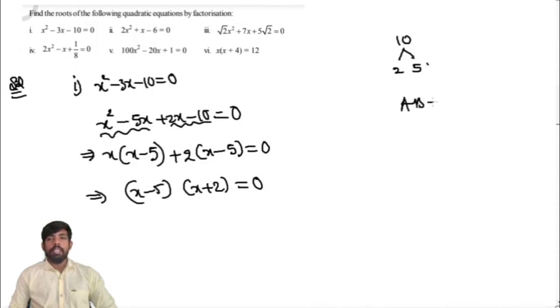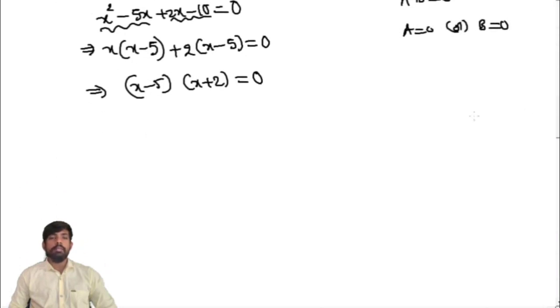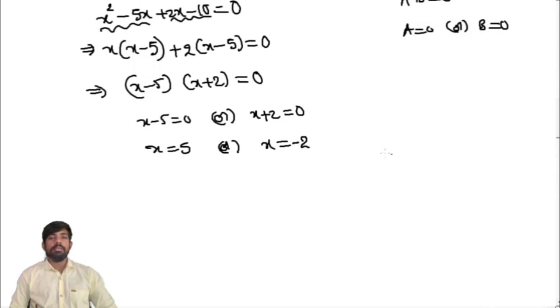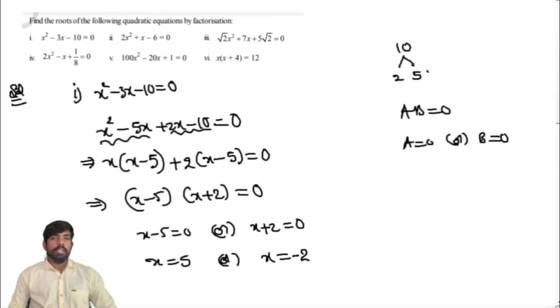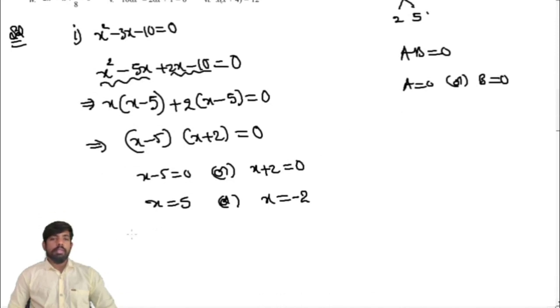Now a into b equals to 0 means a equals to 0 or b equals to 0. Similar way here, x minus 5 equals to 0 or x plus 2 equals to 0. Okay, so x is equal to 5 or x is equal to minus 2. So these are the two roots. Therefore 5 and minus 2 are the required roots. That's all. This is the solution.